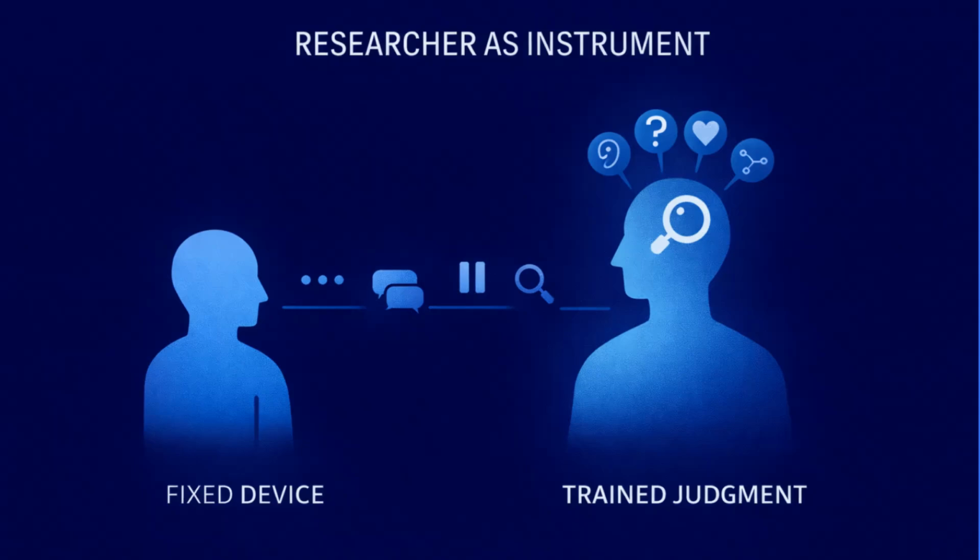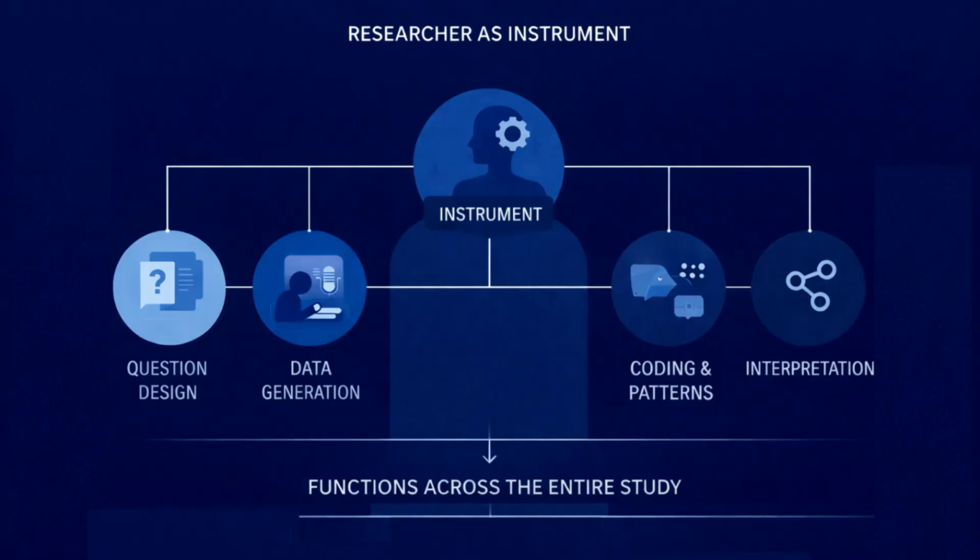Being the instrument means that listening, noticing, questioning, emotional regulation, and interpretive decisions shape what becomes data. Tone, pacing, follow-up choices, silence, probing, and recording practices all influence what participants share and how events are documented. The researcher functions as the instrument not only in generating data, but also in determining what counts as data, how data are coded, how patterns are recognized, and how findings are interpreted. Instrument functioning extends across the entire study, from question design to final analysis.